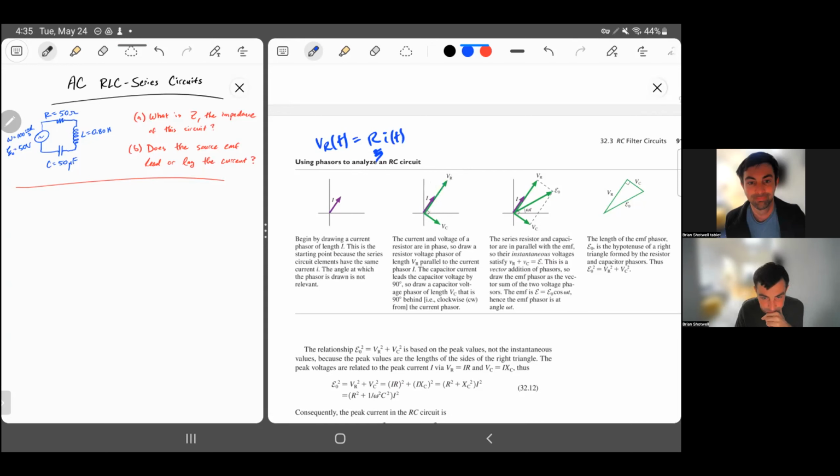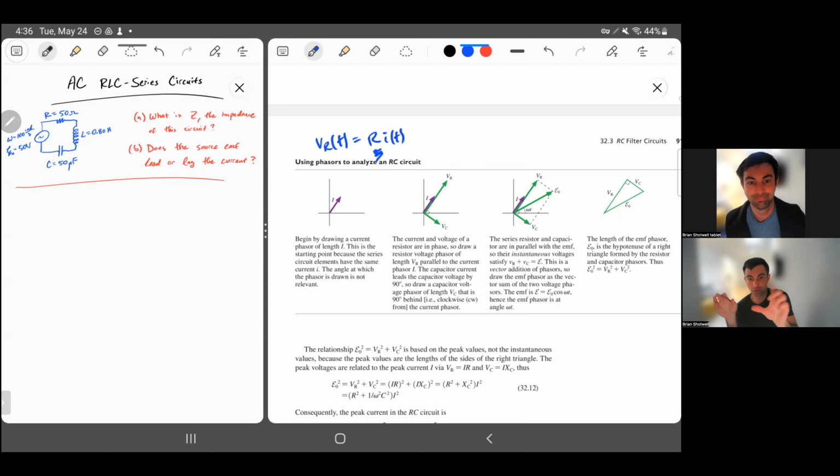And then we saw in the last video that if we're looking at the voltage across the capacitor, it actually lags the current. Remember, the current leads the voltage by 90 degrees for a capacitor. So the current going through the capacitor and the voltage of the capacitor are off by 90 degrees.